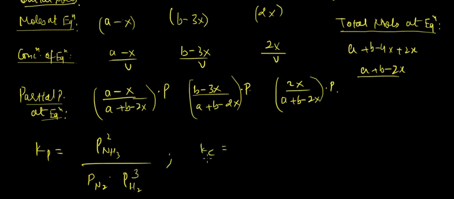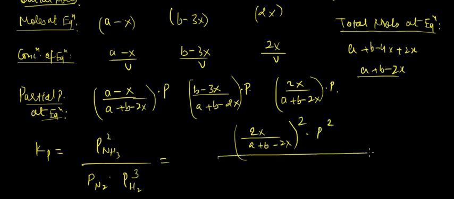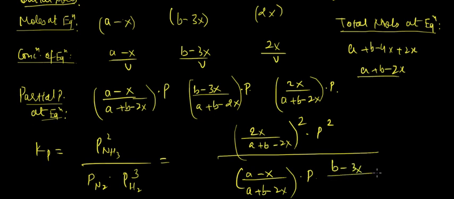And Kc would be, okay, before going into Kc, let us fully write the value of Kp in this case. So P of NH3 would be 2X divided by A plus B minus 2X into P, squared, divided by the partial pressure of nitrogen, which would be A minus X divided by A plus B minus 2X into P, and the partial pressure of hydrogen would be B minus 3X divided by A plus B minus 2X, whole cube, and P cube.